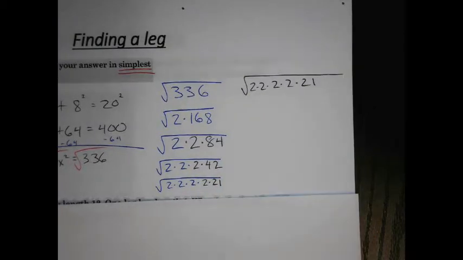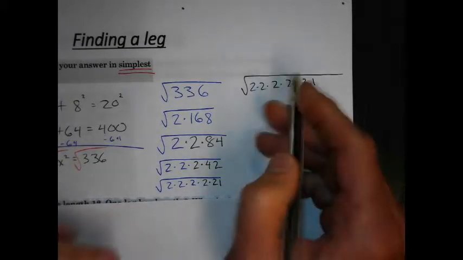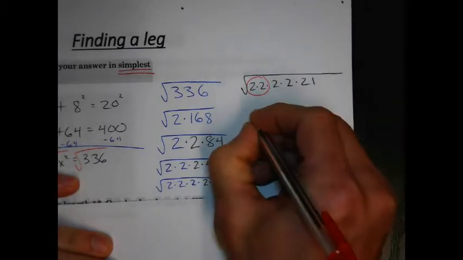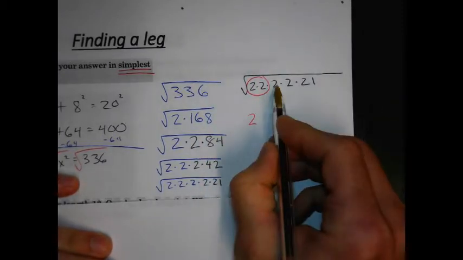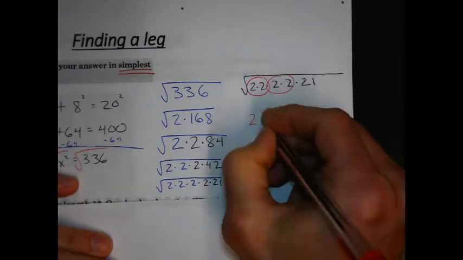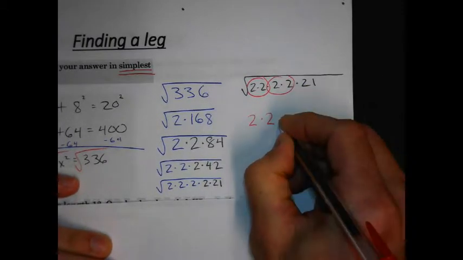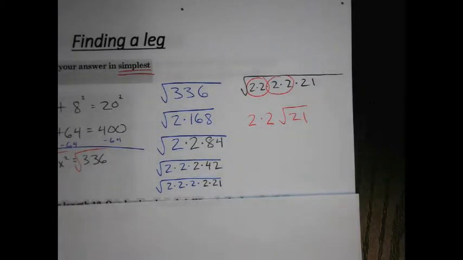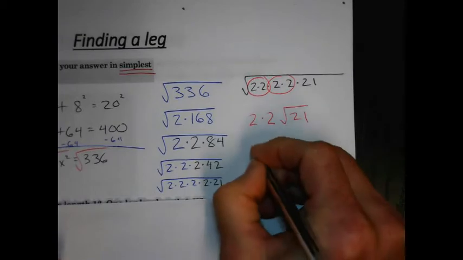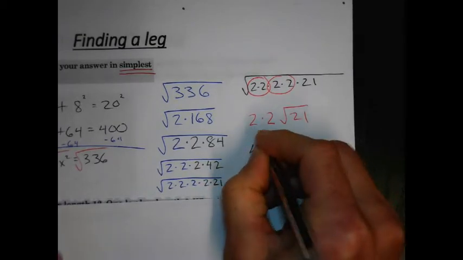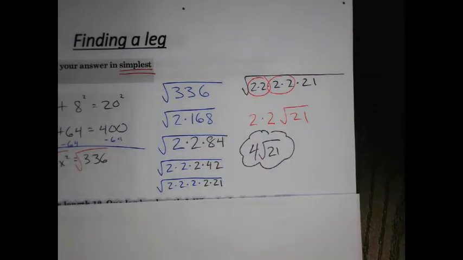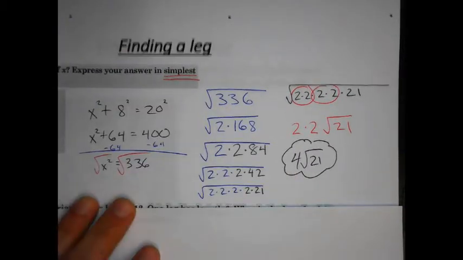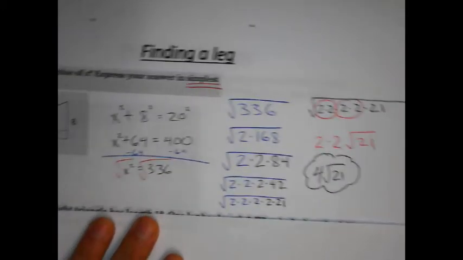So what does that mean? That means if I have the square root of 2 times the square root of 2, that is actually the number 2. The square root of 2 times the square root of 2, that's also the number 2. And then the square root of 21 is the number square root of 21. So we have 2 times 2 times 21, which leaves us 4 times the radical 21. And that is simplified radical form. Okay, now I have an awesome video about this as well to help you along the way, but this is pretty good too. So that's how we could find the missing leg.